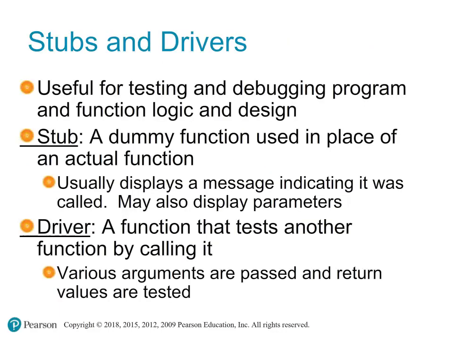A stub is a placeholder function that mimics the behavior of a real function you plan to implement later. It is often used when you want to test a part of your program that calls a function you haven't written yet. For example, a stub might simply print a message saying function X called and may display the parameters it received. A driver is a function that calls another function for testing purposes.